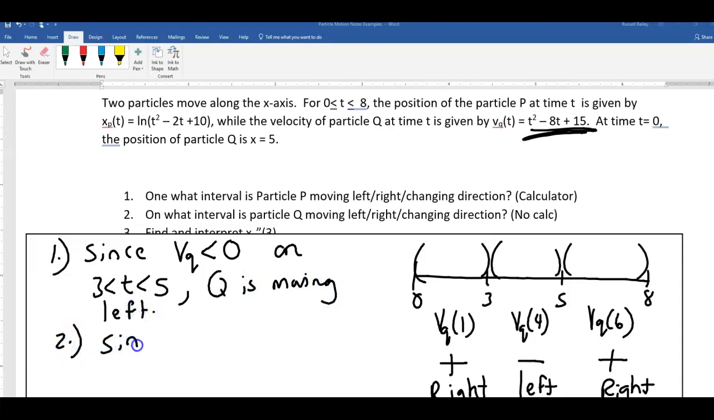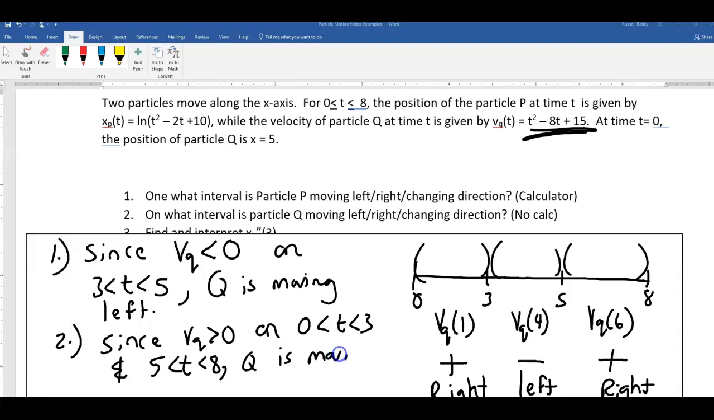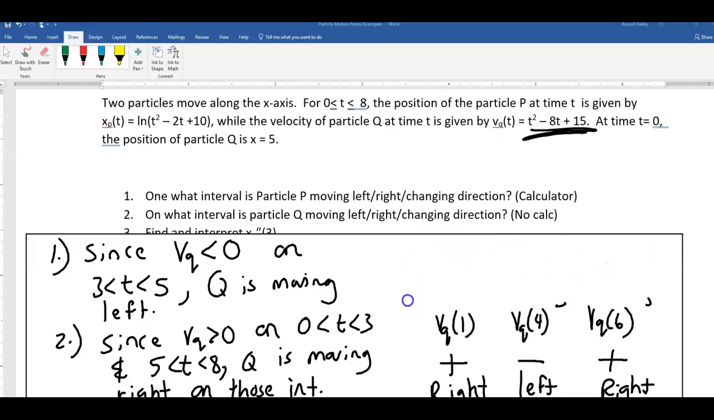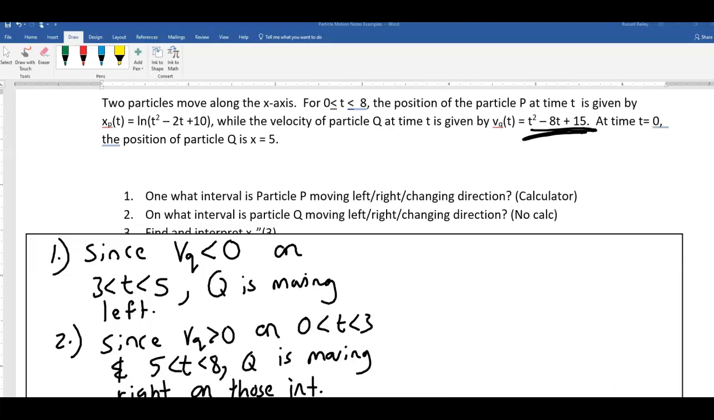Likewise, we could say since v sub q is greater than 0 on the intervals 0 to 3, and also on the interval 5 to 8, q is moving right on those intervals. Okay? Finally, we can address the third question, when is it changing directions?